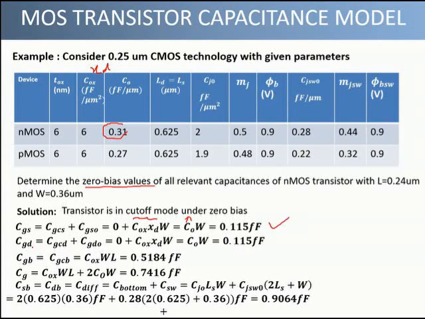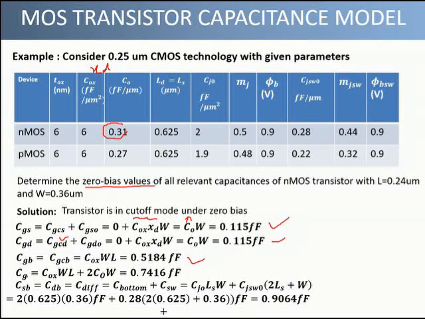Similarly, the gate to drain capacitance is equal to the gate drain channel capacitance and the gate drain overlap capacitance. In cutoff mode, the channel quantity is also 0, and putting the values, we obtain C_GD equal to 0.115 femtofarad. The gate to body capacitance is equal to the gate body channel capacitance. In cutoff mode, the gate body channel capacitance has a maximum value equal to C_ox W L, and putting the values from here, we can calculate this.